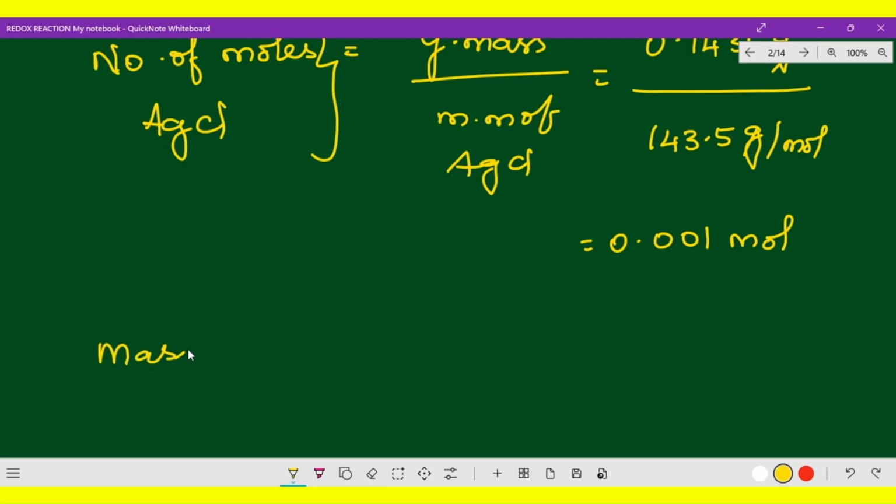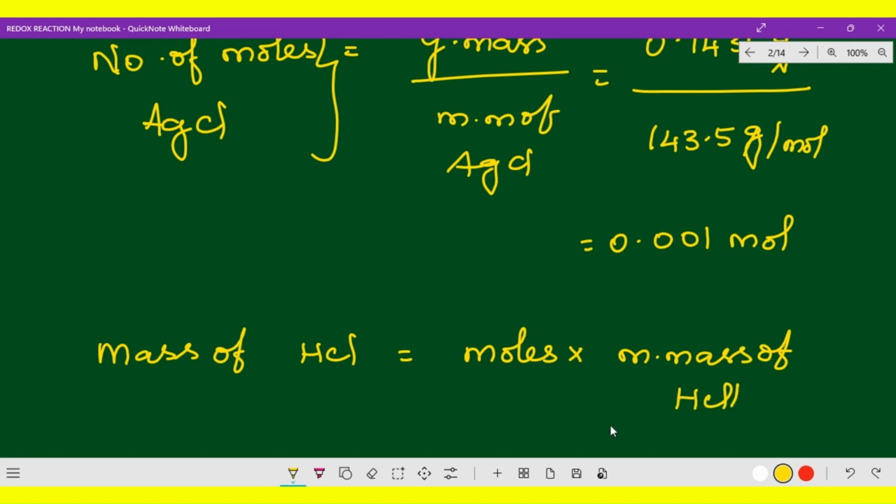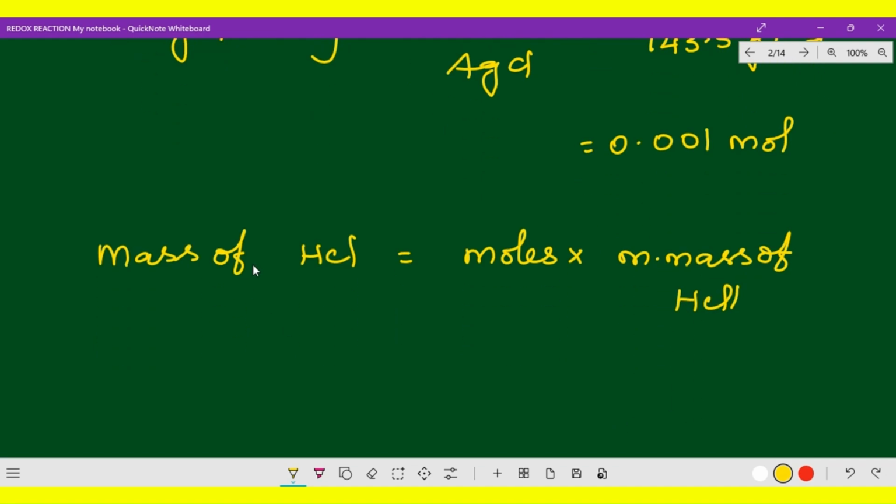So mass of HCl. How to identify the mass of HCl? Moles into molecular mass of HCl. You will get how much mass we have taken for this reaction. So here, how much moles did we get? 0.001 into, this is mole, right? And the molecular mass of HCl, how much? 36.5 gram per mole, right?